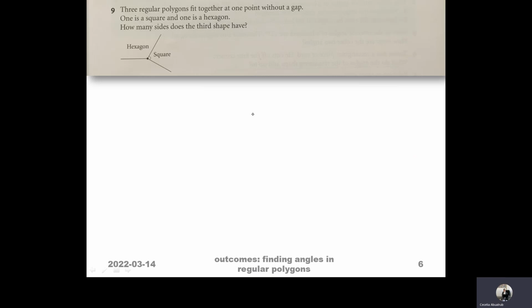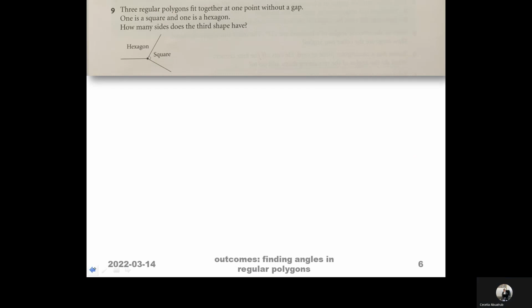Three regular polygons fit together at one point without a gap. And one of the regular polygons, so, oops, sorry about this. Okay, let's go here. So we have three regular polygons. So regular polygons, as I said, immediately we can say here, E is equal to 360 over N, and I is equal to 180 minus E.